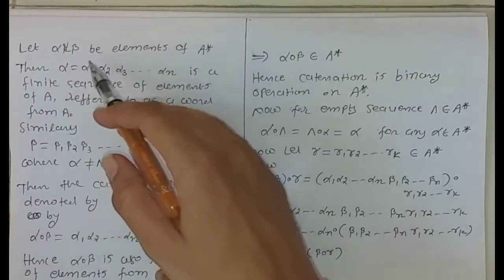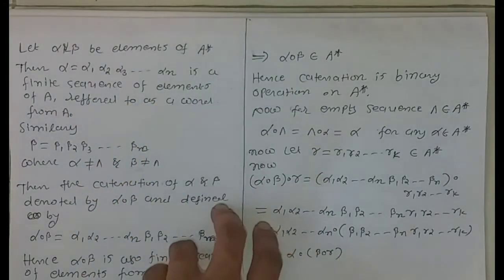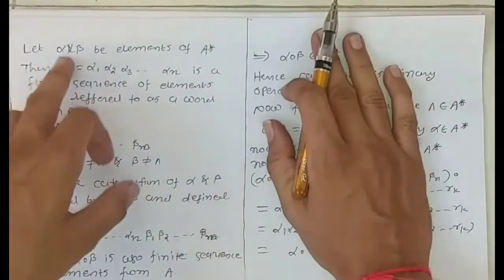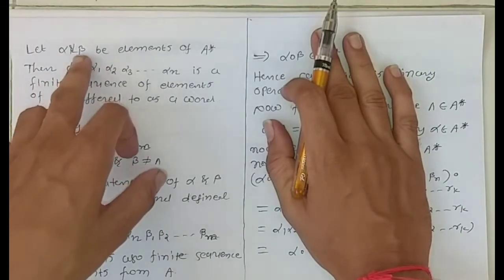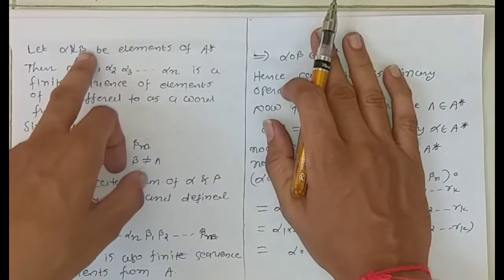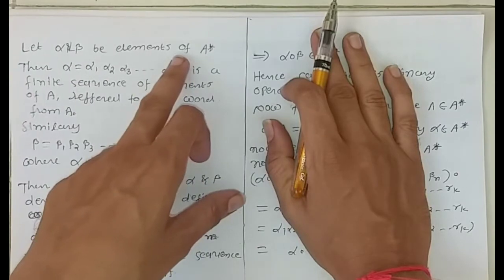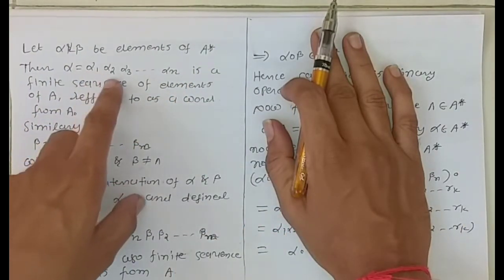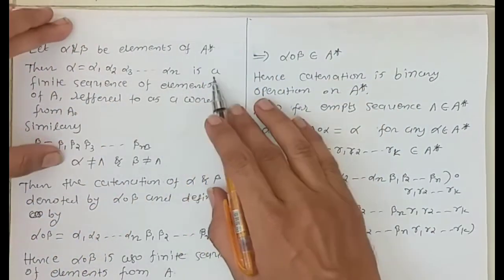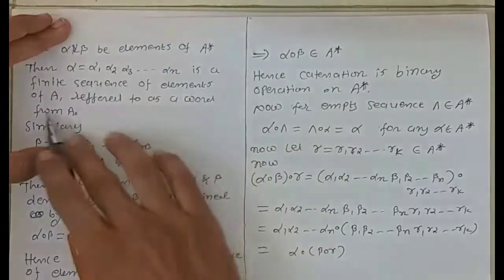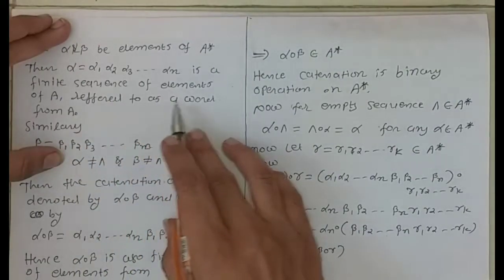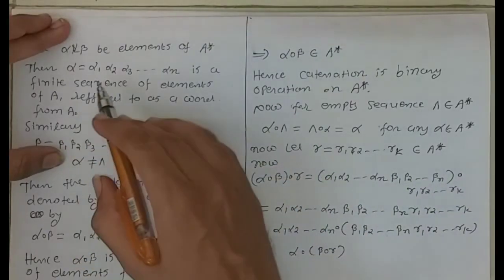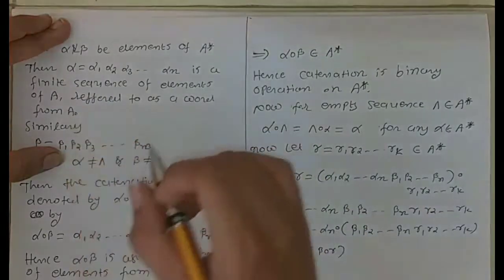Let alpha and beta be elements of A star. We have considered two elements from A star. Okay, so alpha is the finite sequence of symbols of set A and beta is also a finite sequence of symbols of set A. So then alpha is equal to alpha 1, alpha 2 up to alpha n, a finite sequence of elements of A, referred to as a word from A.